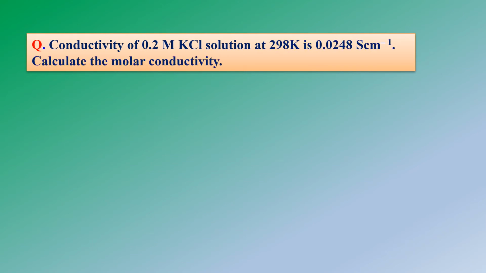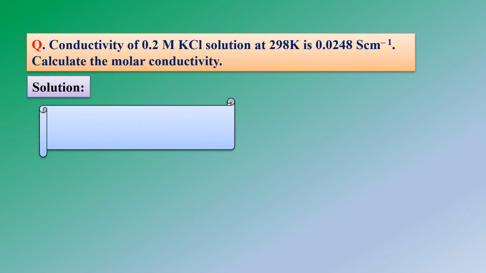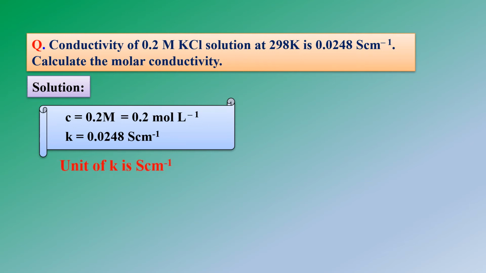Conductivity of 0.2 molar KCl solution at 298 Kelvin is 0.0248 Siemens per centimeter. Calculate the molar conductivity. Let me consider the solution. First we will write the given data. C is equal to concentration is 0.2 molar, that is equal to 0.2 moles per liter. Conductivity value is given, K is equal to 0.0248 Siemens per centimeter.